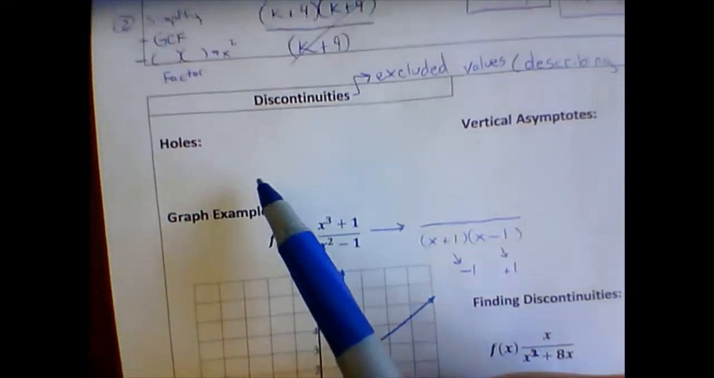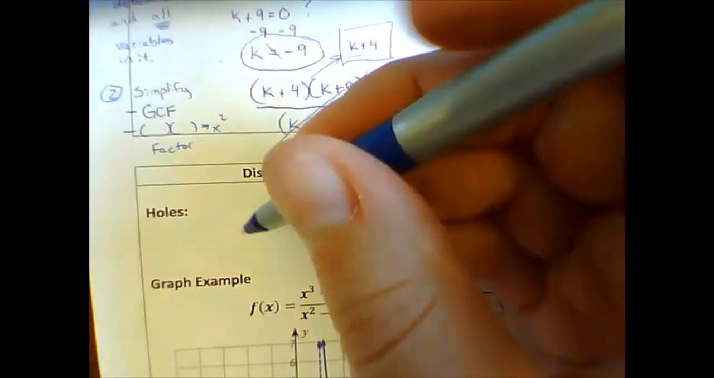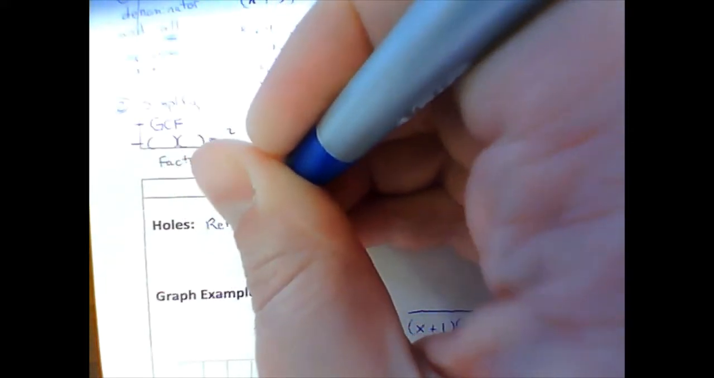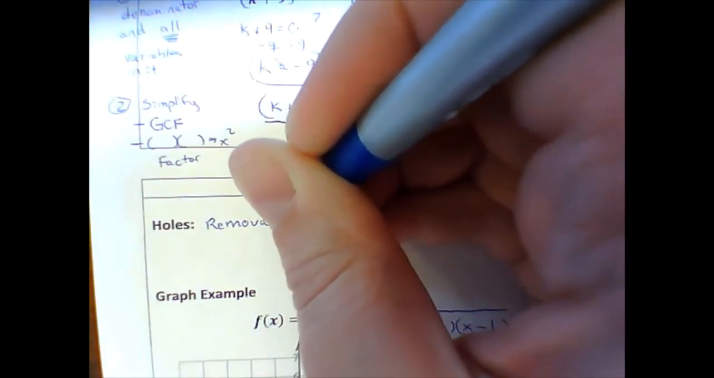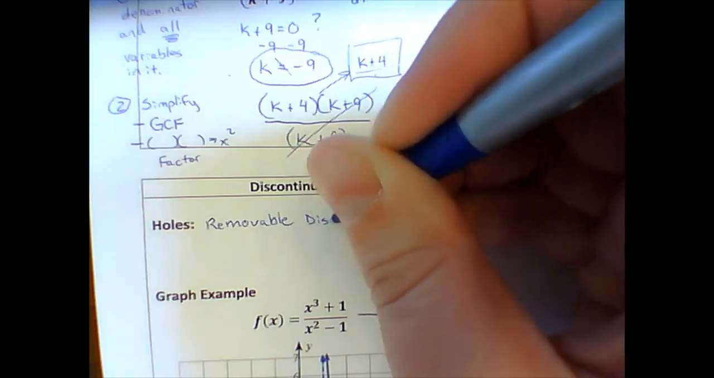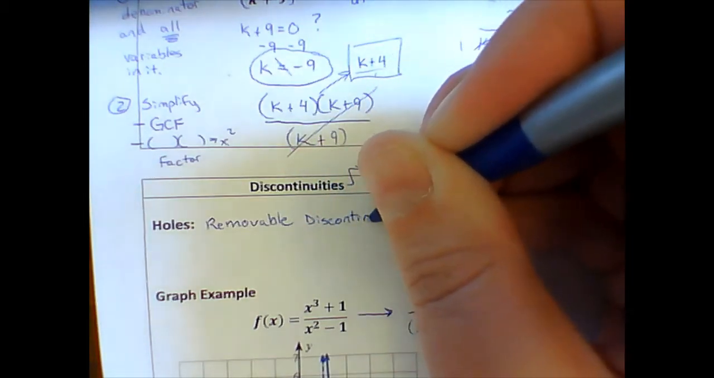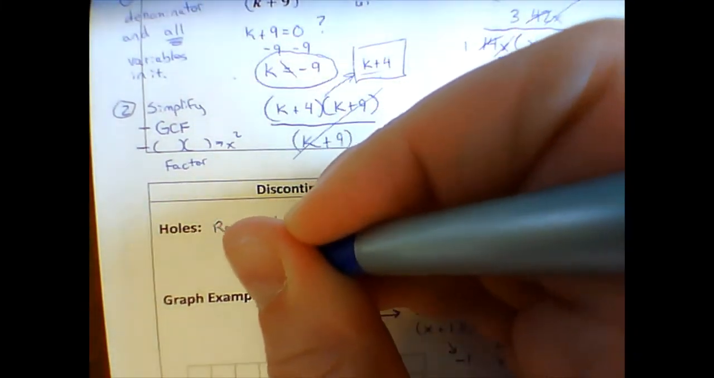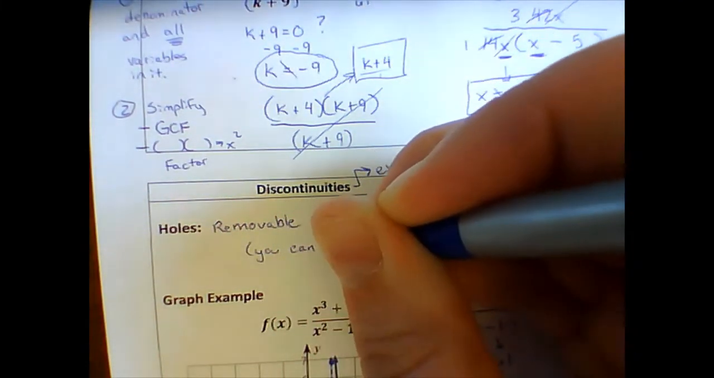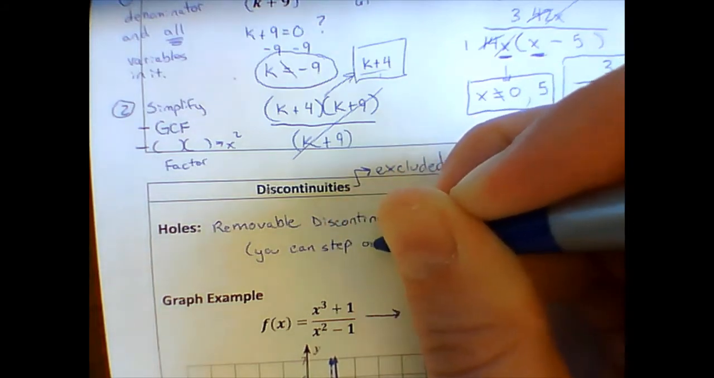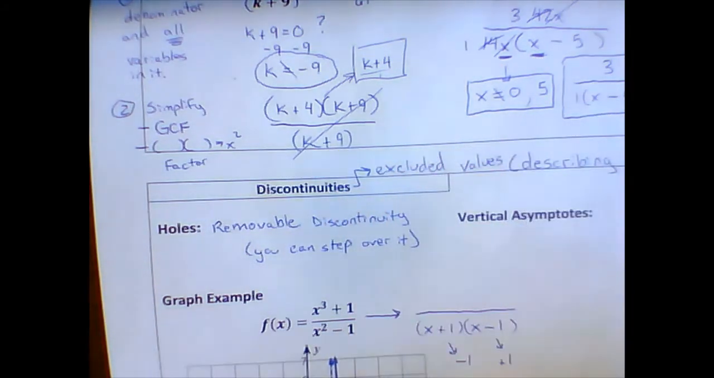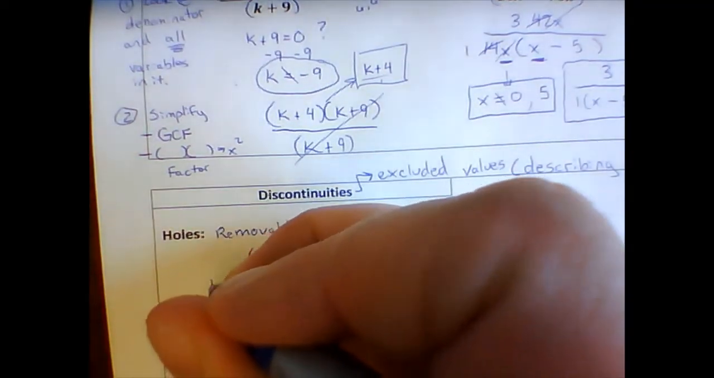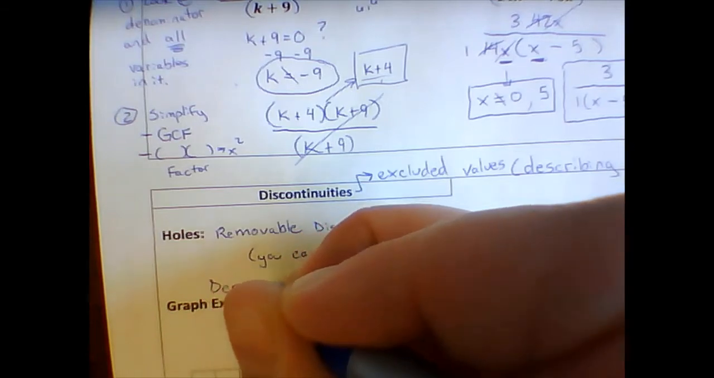Okay, that's a hole. We're going to put a slightly more formal definition on it. We're going to call it a removable discontinuity. You can kind of think of it though, if it's removable, you could step over it. Or your car could drive over it and you might not even notice. It might just be a little dent in the pavement. So you can step over it, and as long as you were careful and you didn't fall into it, you could kind of ignore it.